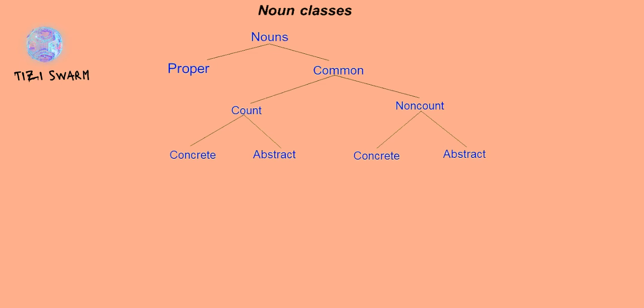So let's have a look at some examples of concrete countable nouns. They would be things like table, chair, car, computer, and abstract countable nouns, idea, thought, suggestion, etc. And they're countable because we can have one or we can have more than one. So they can be singular or plural. We can say a table, an idea, or we can say some cars and 5 suggestions.